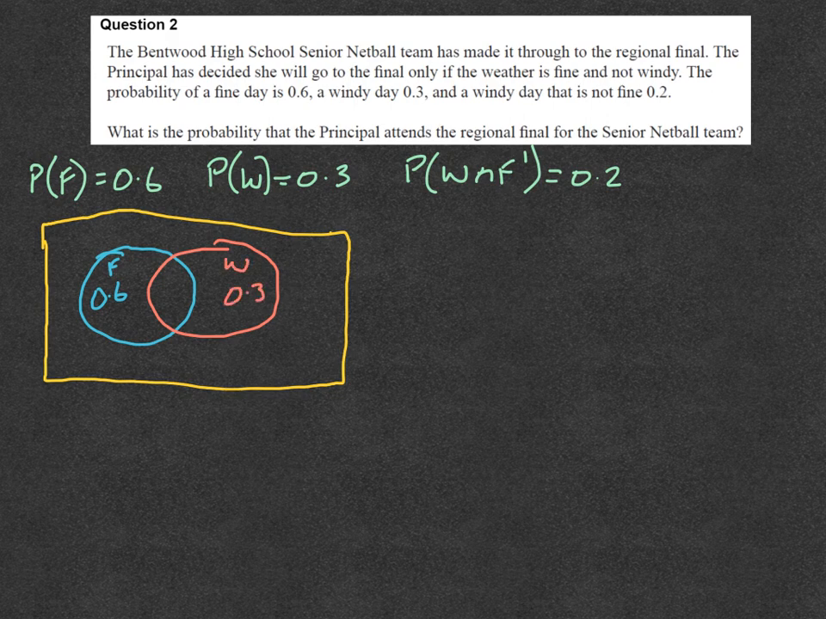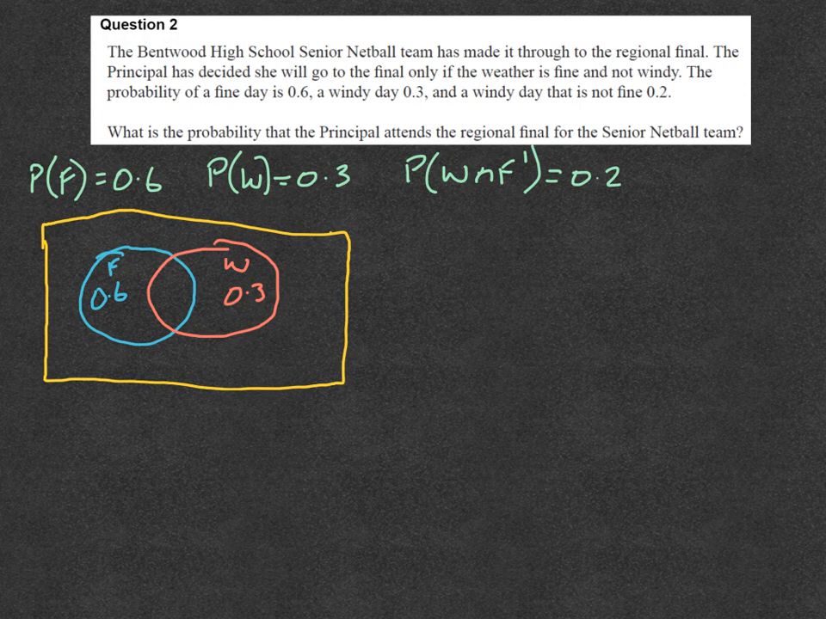Now, what you've got to think of here is where it is not fine, but it's also windy. So where it's not fine, I'm going to shade this in and then take it all away. Where it's not fine is all of this, isn't it? This is not fine, including this part of the windy. And we're told that the windy part of where it's not fine is this bit here. And we're told that that is 0.2.